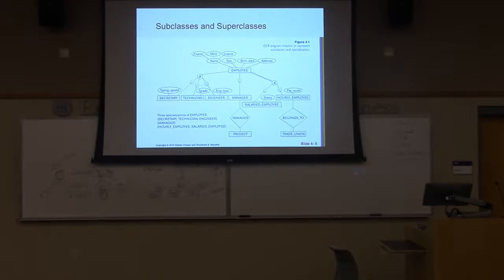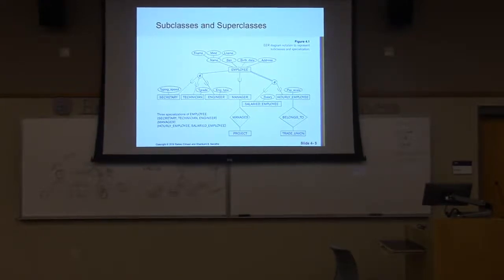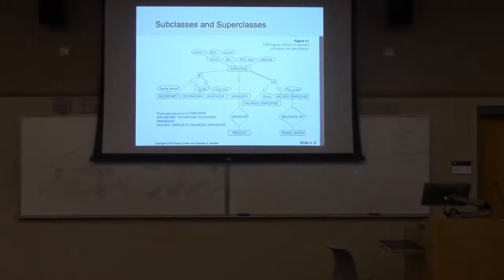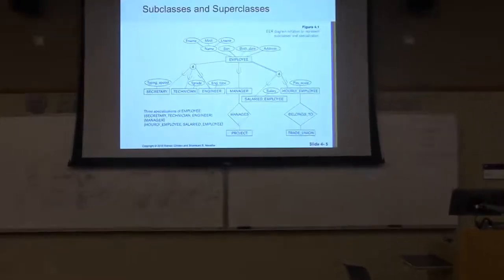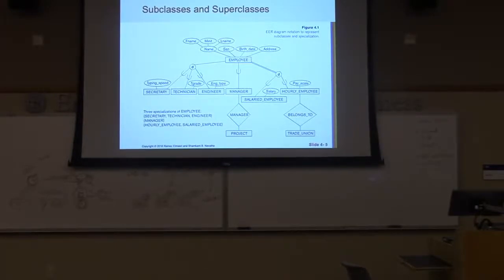So for the employee, how many super and subclass relationships? How many super and subclasses? One. We have one: the secretary, technician, engineer with the employee. You can see that we can combine them with the circle. Okay, we are going to use the circle to represent the subclasses. There is another one, salaried or hourly employee. So two super and subclass.